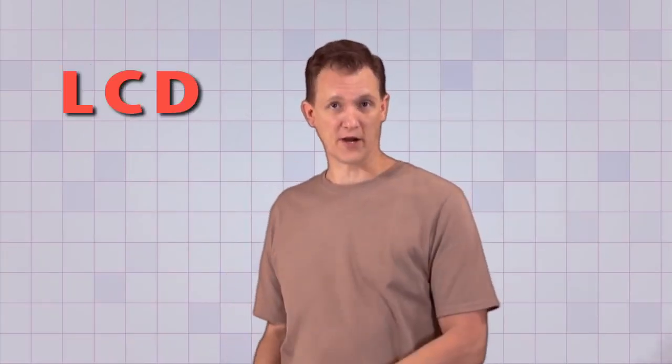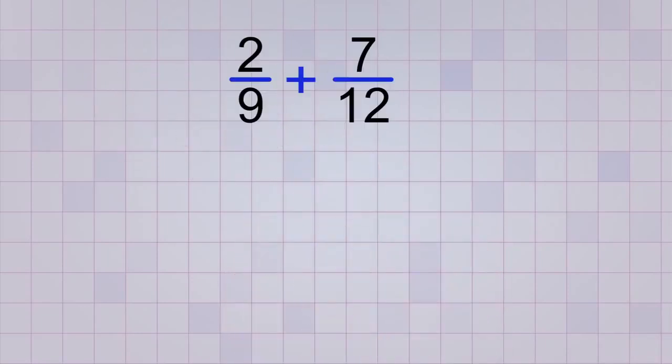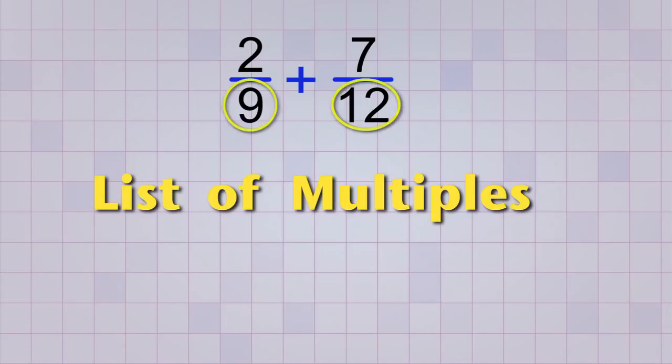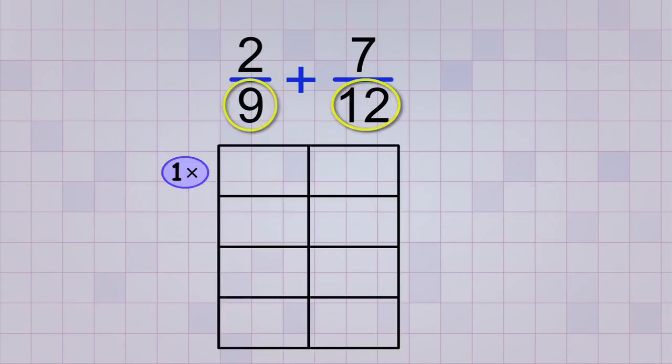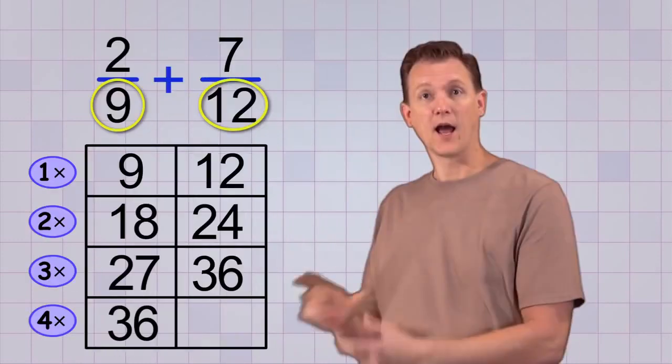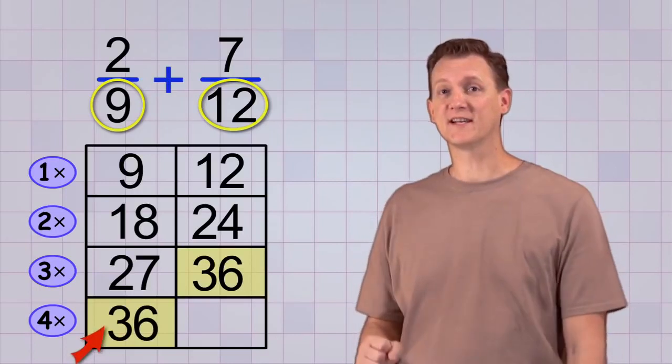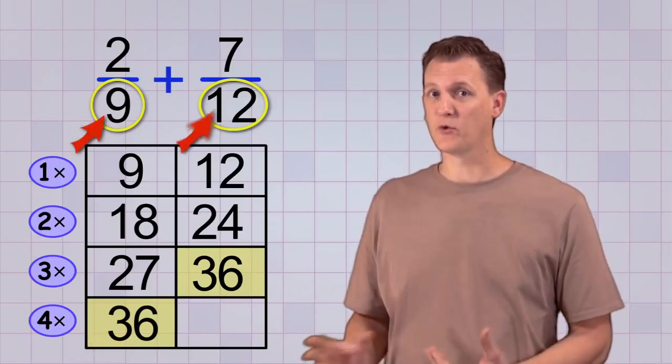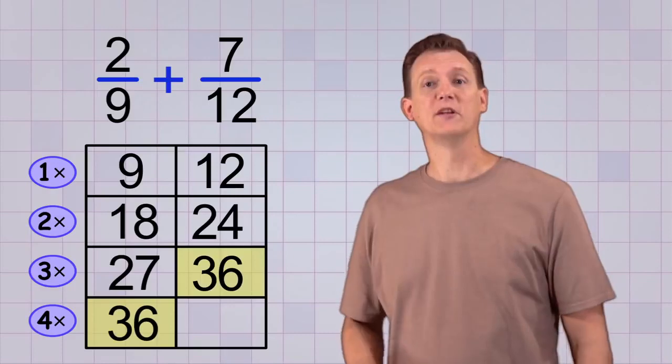Okay, ready for one more example? Let's find the LCD for these fractions, 2 over 9 and 7 over 12. Again, let's start by making a list of multiples for our two bottom numbers to look for a common multiple. 9 times 1 is 9, and 12 times 1 is 12, of course. 9 times 2 is 18, and 12 times 2 is 24. 9 times 3 is 27, and 12 times 3 is 36. 9 times 4 is 36. Aha! We found it. 36 is the least common multiple of 9 and 12. So we'll use that as our common denominator.